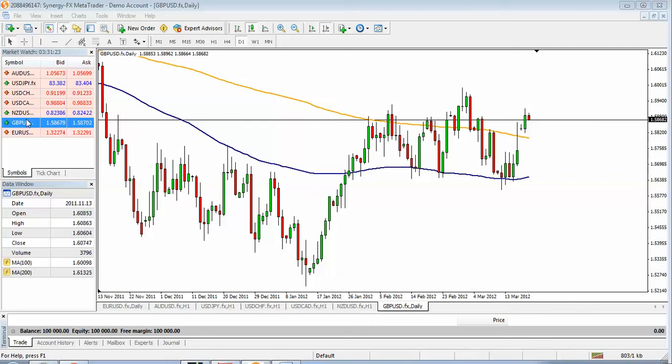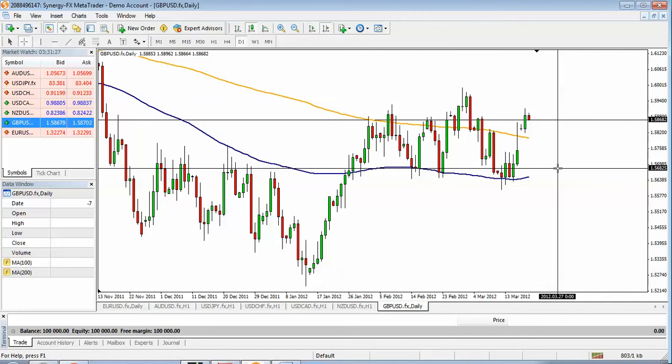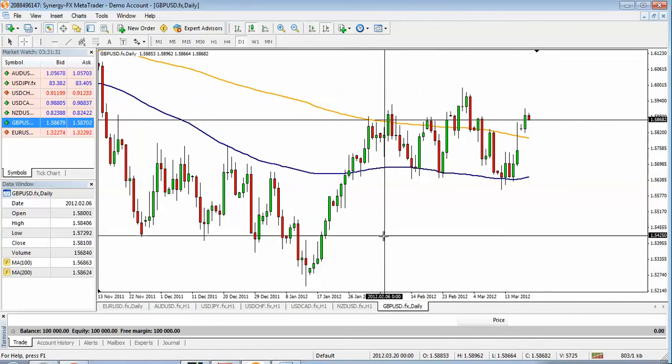Hey guys, what's up? This is the first installment of Forex trading analysis, and today we're going to be looking at three different currency pairs.